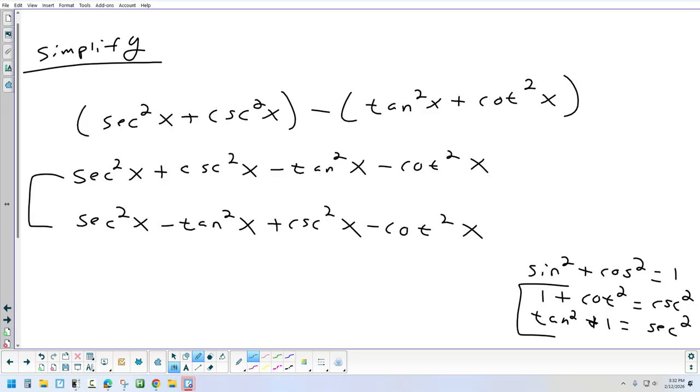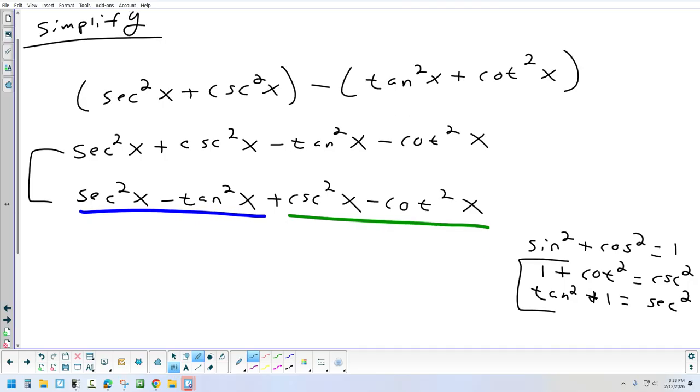I want you to focus on this from that. Secant squared minus tangent squared. Does that look like anything?